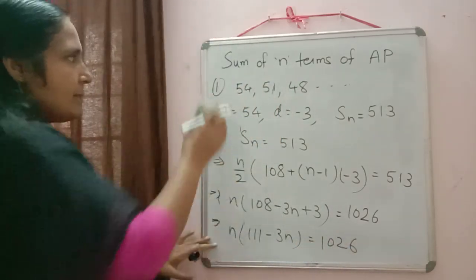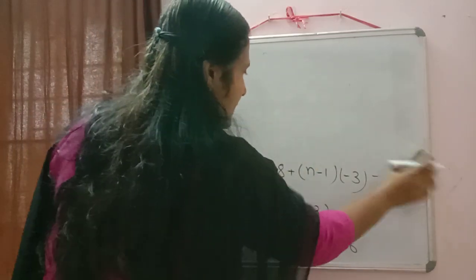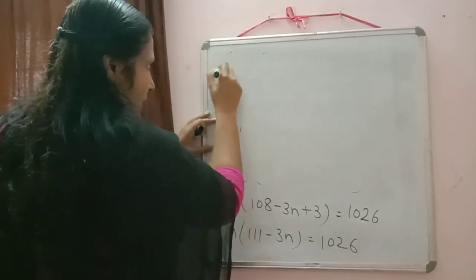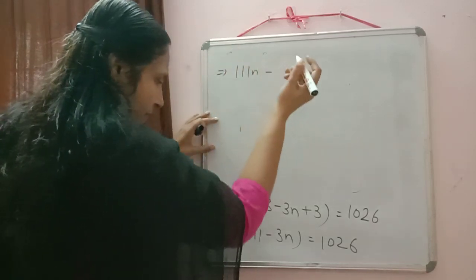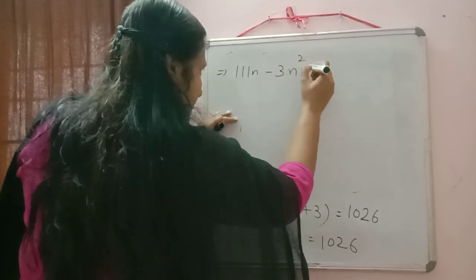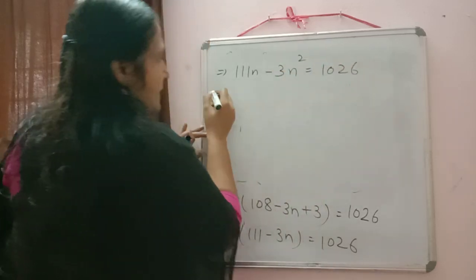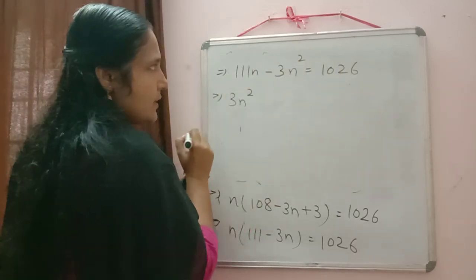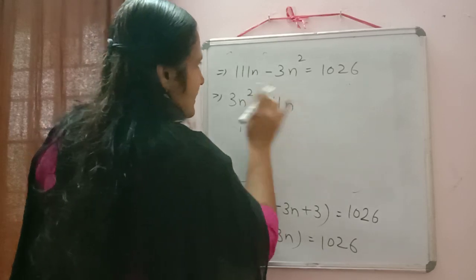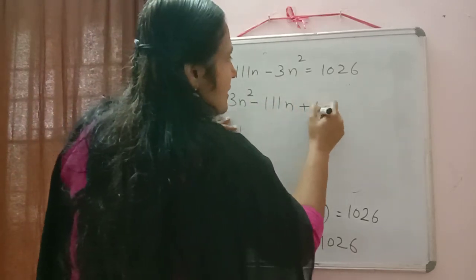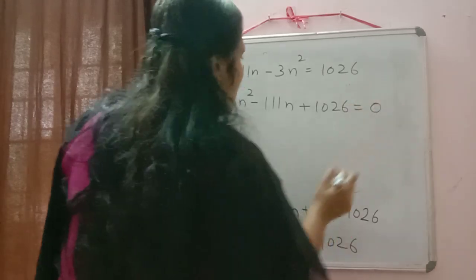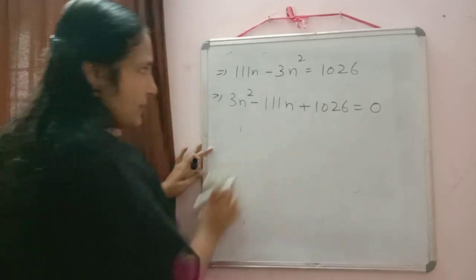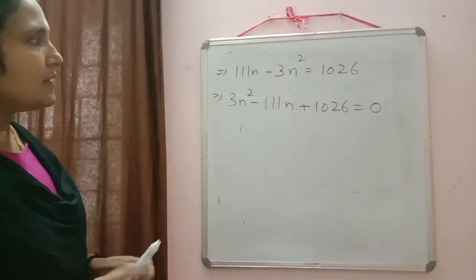Now we can multiply it by n. When we multiply, we will get a quadratic equation. So we can shift all the expression to one side. Here it will be 111n minus 3n square is equal to 1026. Shifting all the expression to the right hand side, it will be 3n square minus 111n plus 1026 is equal to 0. Correct? 3n square minus 111n plus 1026 is equal to 0.